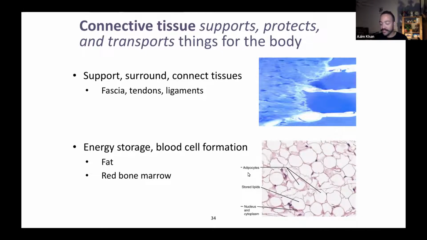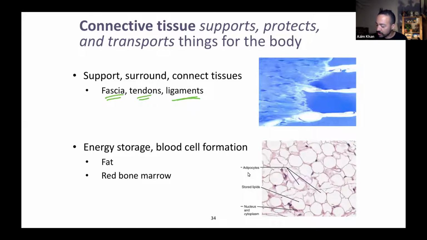In general, connective tissue is there to support your body, to protect your body, to transport things around, to connect and hold things together. To physically hold things together, you have fascia. This is tissue that surrounds muscles, bones, and certain organs. It holds things together. Tendons hold skeletal muscle to bone, like my biceps brachii connecting to my scapula. It's connecting through a tendon. Or a ligament is bone to bone. That's connective tissue from bone to bone.